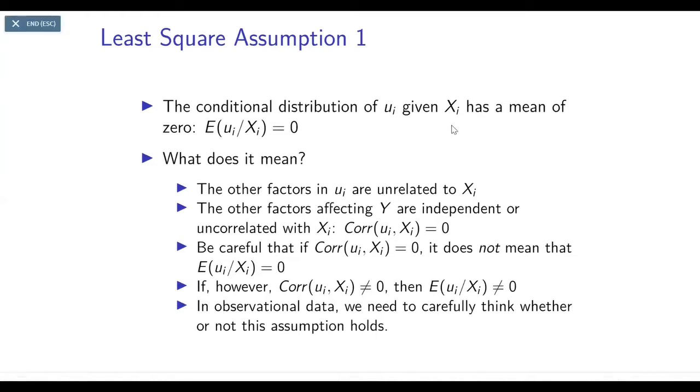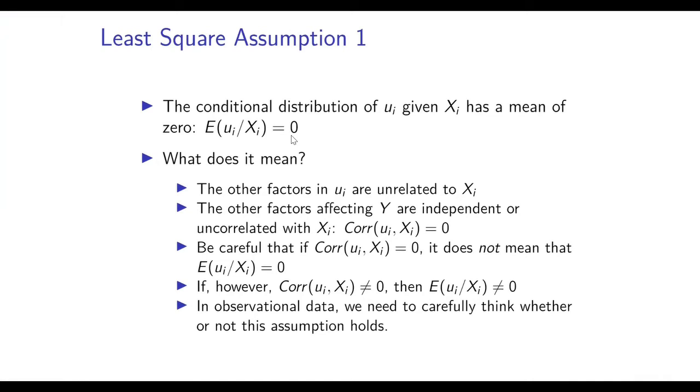Assumption 1 says the conditional distribution of u given x has a mean of 0. This is synonymous to the statement that the conditional expectation of u given x is equal to 0. What this statement suggests is that given x, there is no information left in the residual that can be used to explain the variation in y. Because if there is, then the expected value of u given x should not be equal to 0.